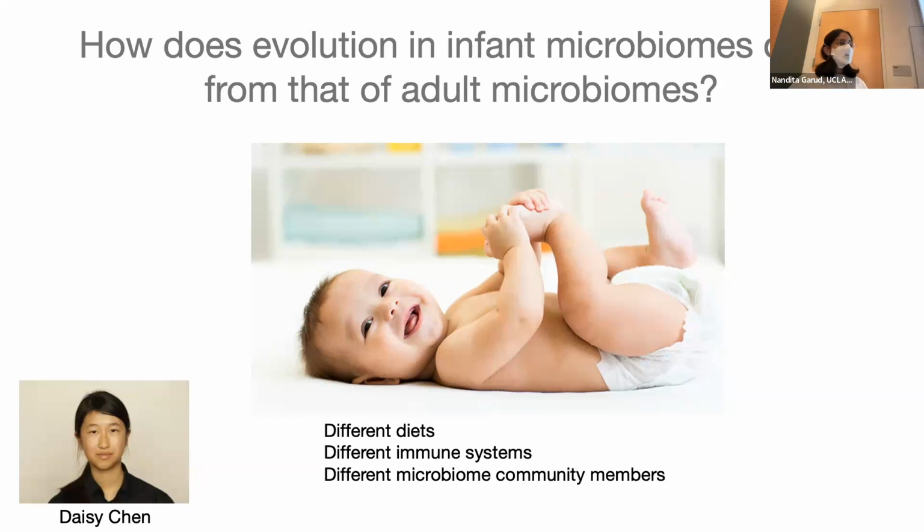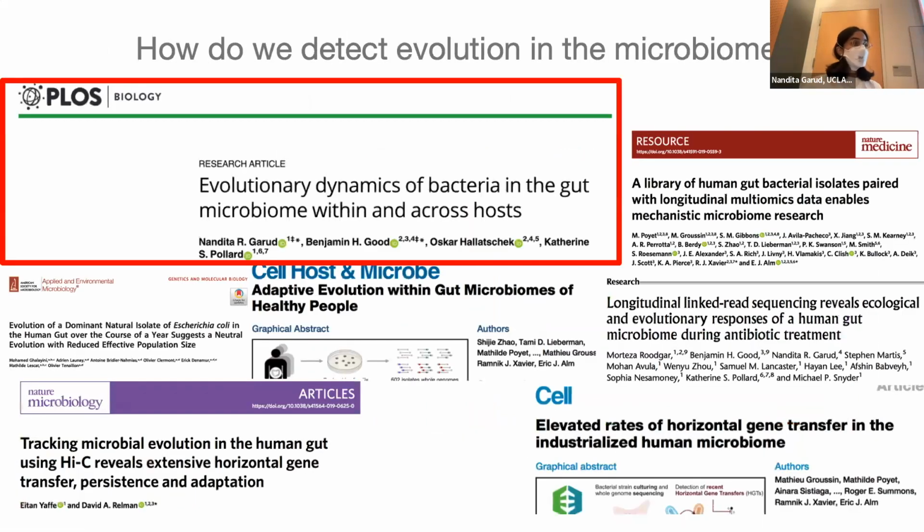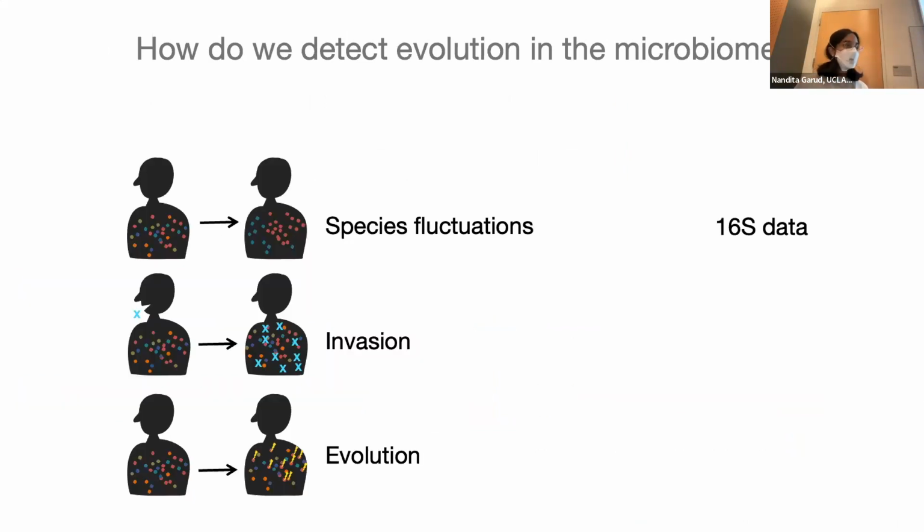And when we started this project, we hypothesized that the microbes in babies might be evolving differently because they have different diets, different immune systems, and even different microbiome community members. My group uses a lot of publicly available shotgun data. There's just so much out there and so little understood about it. And so we looked at 4 data sets comprising 700 infant shotgun metagenomes spanning the first year of life, as well as moms sampled at time of delivery and healthy adults. And because these are shotgun metagenomes, we used techniques that I previously developed in my paper to look for evolution in these samples. So let me tell you a little bit about shotgun data.